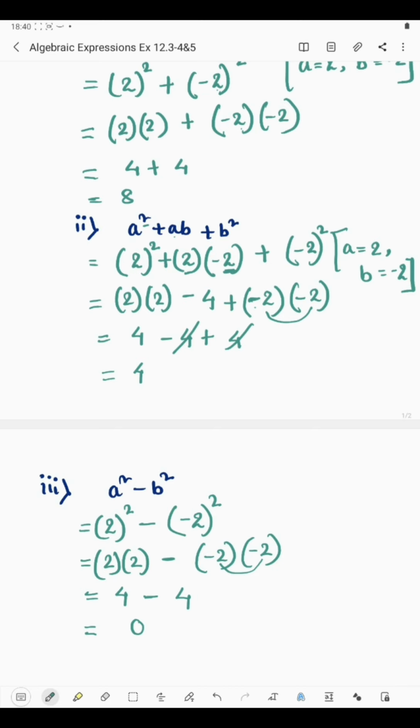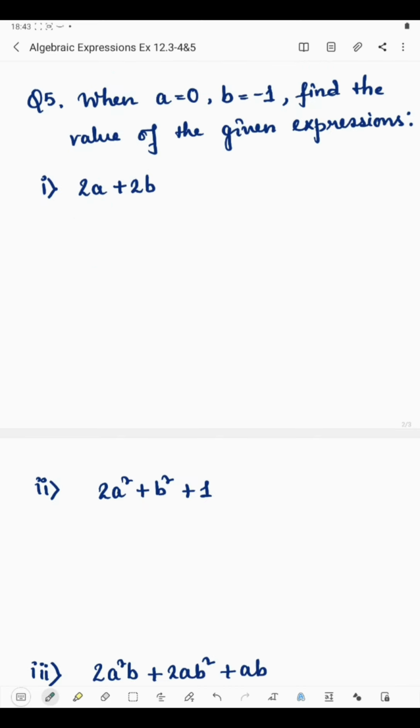Now coming to the next question. Question number 5 says when a is equal to 0 and b is equal to minus 1, find the value of the given expression. So here we have been given 4 expressions. What we have to do is just put the values of the variables in these expressions to get their values.